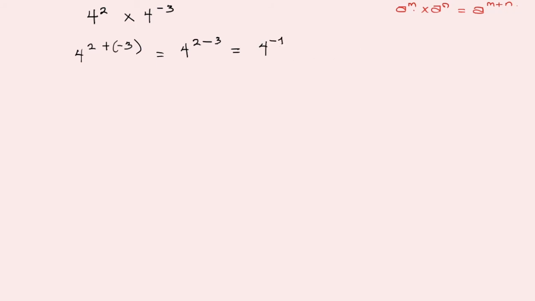And we also know that a law, I think it's the fourth law, says that a raised to the power minus n is equal to 1 over a raised to the power n. So in this case, 4 raised to the power minus 1 is equal to 1 over 4 raised to the power 1, but we don't need to write the 1, so 1 over 4. And so 4 squared times 4 to the power minus 3 is equal to 1 over 4.